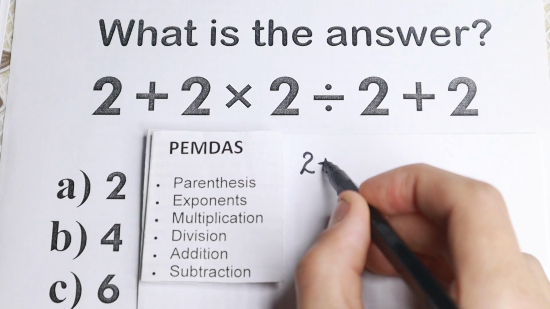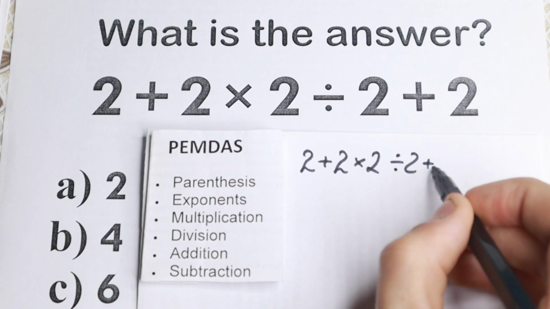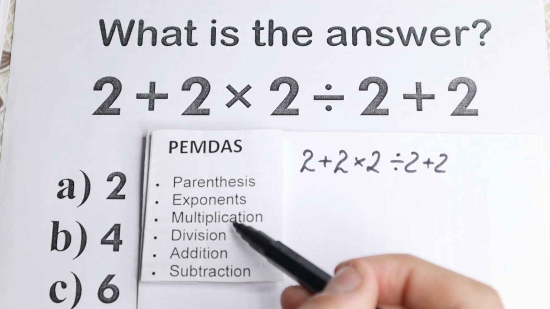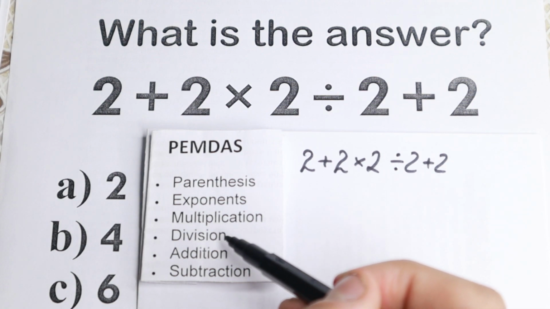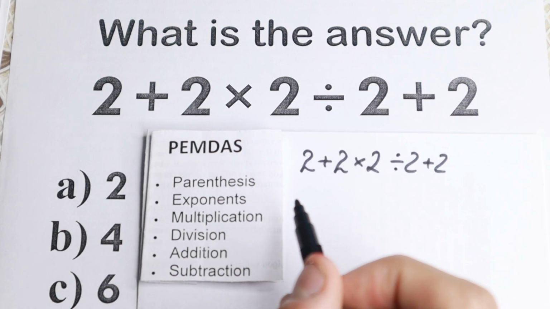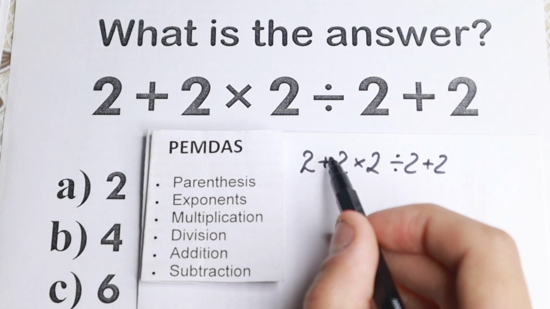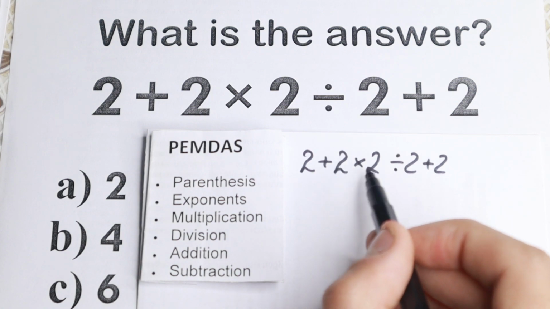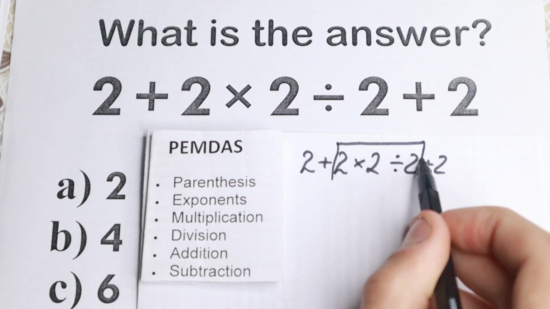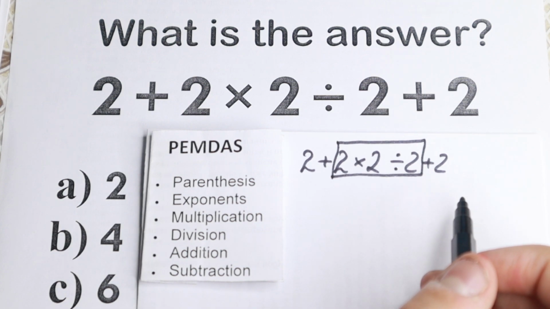So we have 2 plus 2 times 2, division by 2, and plus 2. I rewrite this problem because we have multiplication, and moreover we have division, and multiplication and division form one group, and this is really important. So now we need to scan for division and multiplication. We have addition, we skip this part, then we have multiplication, but we still have division. So we need to start with this multiplication and division part.